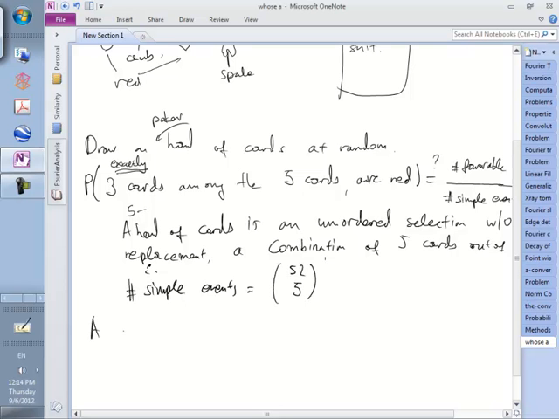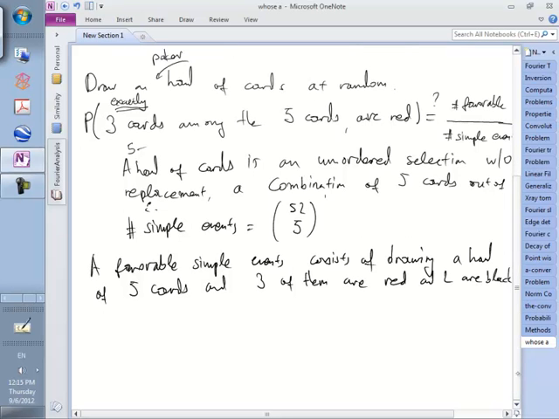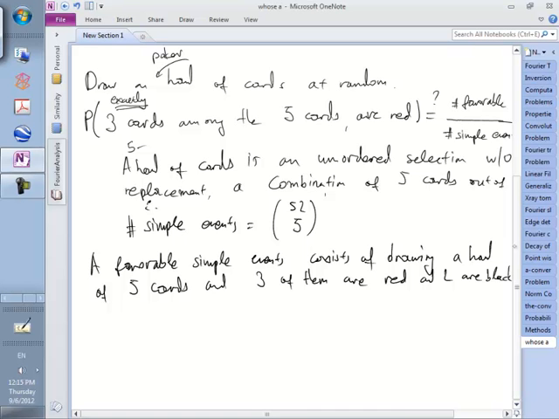Okay, so a favorable simple event consists of drawing a hand of 5 cards, and 3 of them are red and 2 are black. Okay? Now we have to find the number of the favorable events.